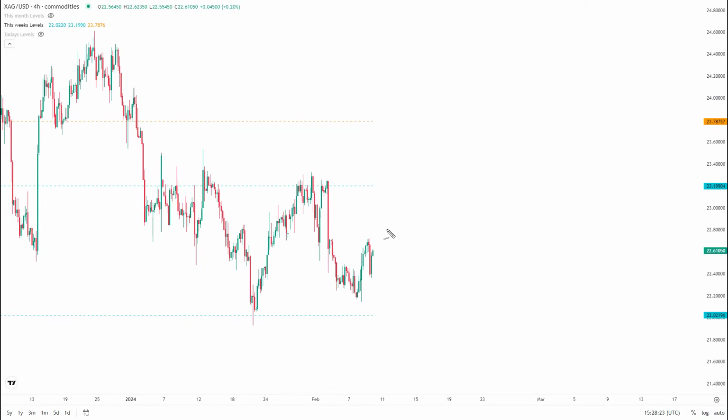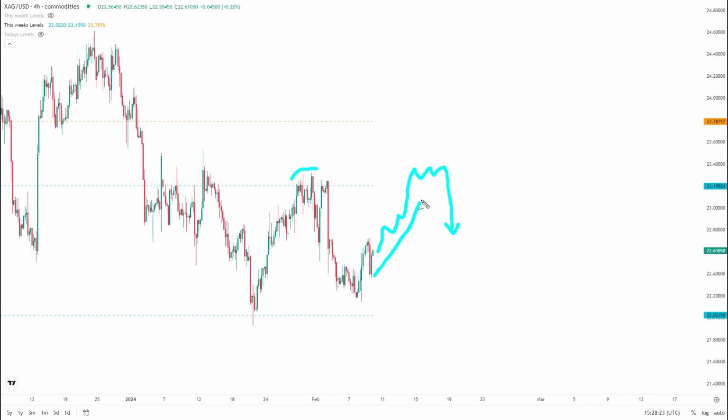And wrapping up the video with silver, we started to pull back, and what I'd like to see is any continued pullback in this market. I am going to be looking for a breach of the 23.19 and a test of these highs. This would be an area I'd be looking for a potential short opportunity for 1 or 2 days in silver.